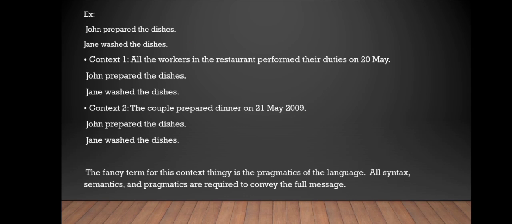Context 1: All the workers in the restaurant performed their duties. On 20 May, John prepared the dishes and Jane washed the dishes. Context 2: The couple prepared dinner on 21 May 2009. John prepared the dishes and Jane washed the dishes. The fancy term for this contexting is the pragmatics of the language. All syntax, semantics, and pragmatics are required to convey the whole message.